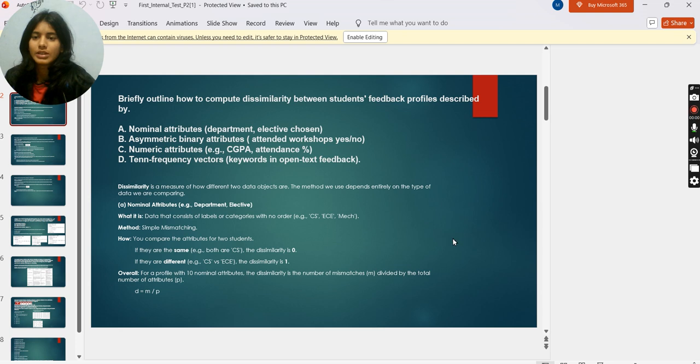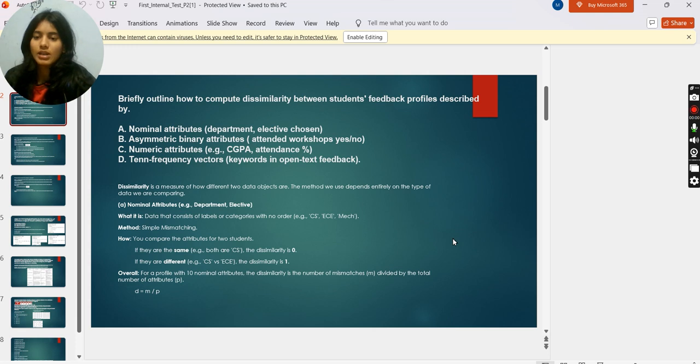So we have briefly outlined how to compute dissimilarities between students' feedback profiles described by: A, nominal attributes, department and elective chosen; B, asymmetric binary attributes, attended workshops, yes or no; C, numeric attributes, that is CGPA and attendance in percent; D, term frequency vectors, keywords in open text feedback. Dissimilarity is a measure of how different two data objects are. The method we use depends entirely on the type of data we are comparing.